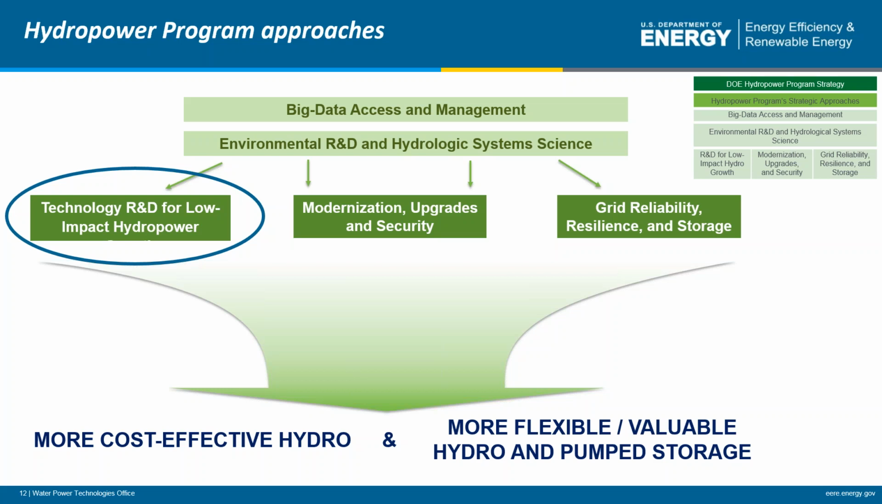As you can see in the dark green, we have three areas: technology R&D for low impact hydropower, modernization, upgrades, and security with respect to the existing fleet, and our newest area, grid reliability, resilience, and storage. And then the two light green boxes up above, big data access and management, and our environmental R&D really cross-cut across all three of those other buckets. In other words, with respect to environmental, hopefully all of our projects lead to more environmentally sustainable hydropower.